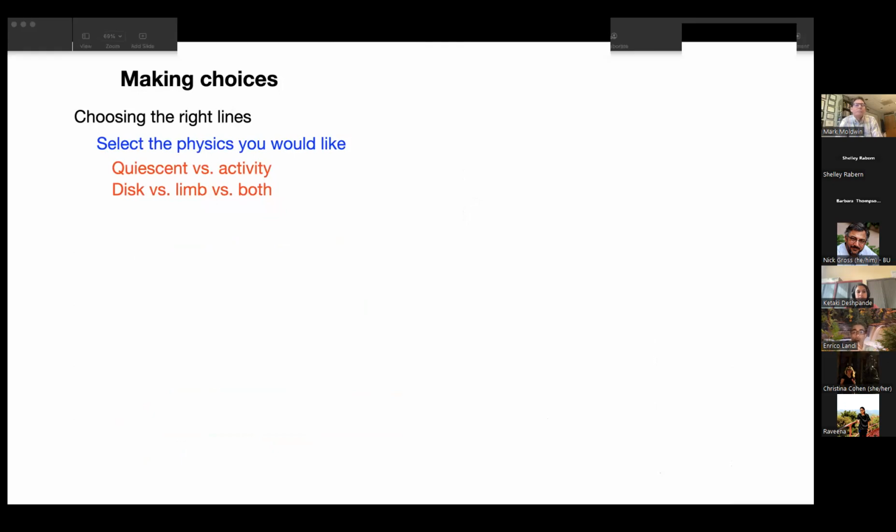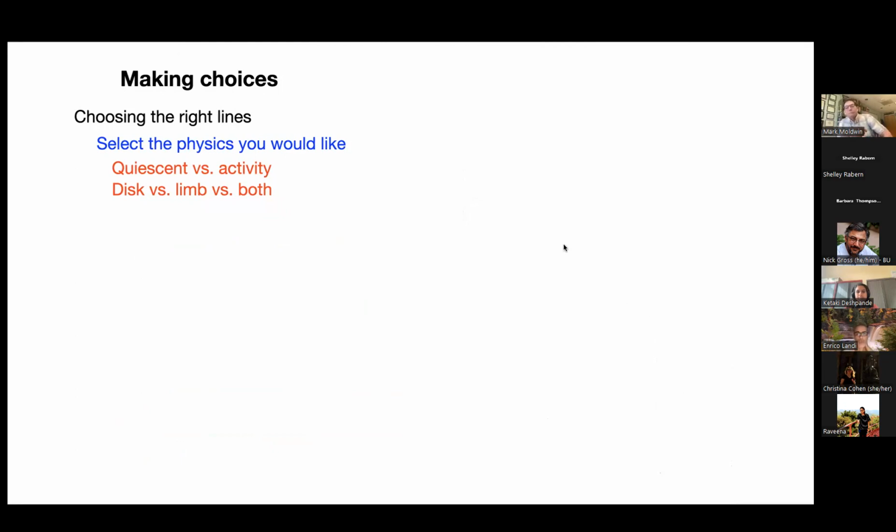So how do I choose the wavelengths to select for when I build my instruments? Well, first of all, I need to know what I want to look at, what type of physics I want to look at. Do I want to see the quiescent everyday quiet sun, or do you want to see flares, active regions, and all these activity events? Do you want to observe also the disk, or are you interested only in off-limb observations?